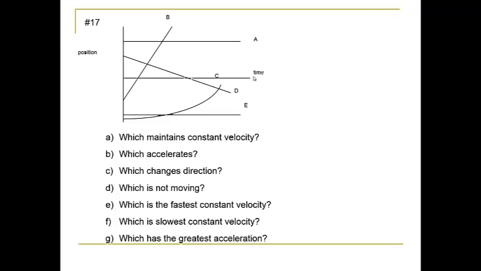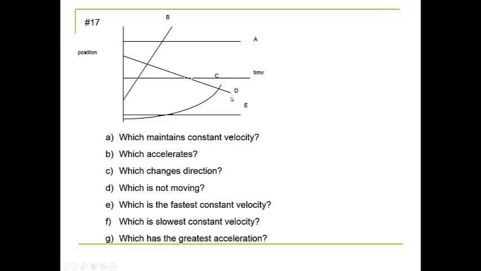Alright, so if you look at part A, it wants to know which one maintains a constant velocity. So you're looking at a position versus time graph. For a constant velocity, you're looking for something that has a steady slope. Okay, so B and D. B has a positive slope. Okay, still a constant velocity. And then D also has a constant but a negative velocity.